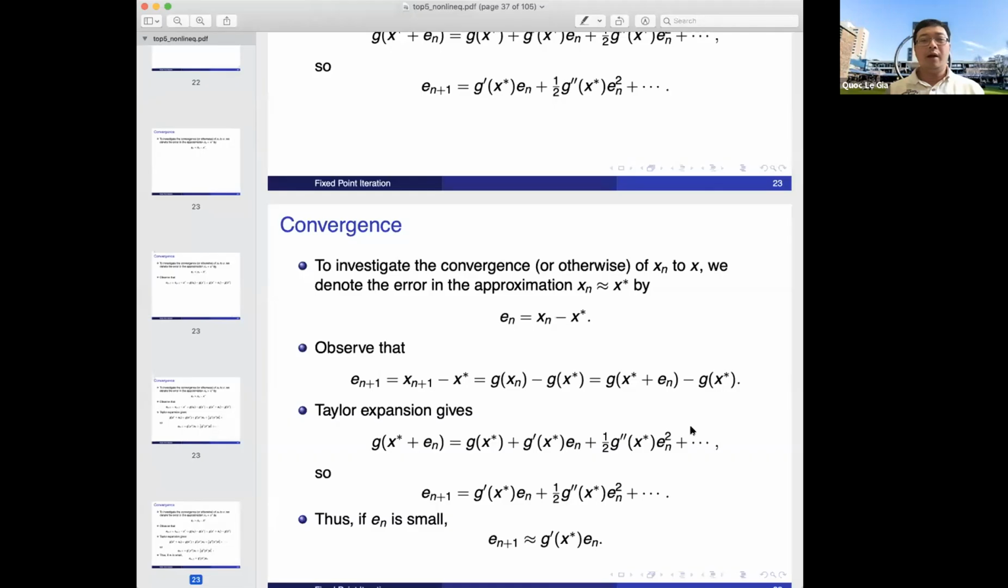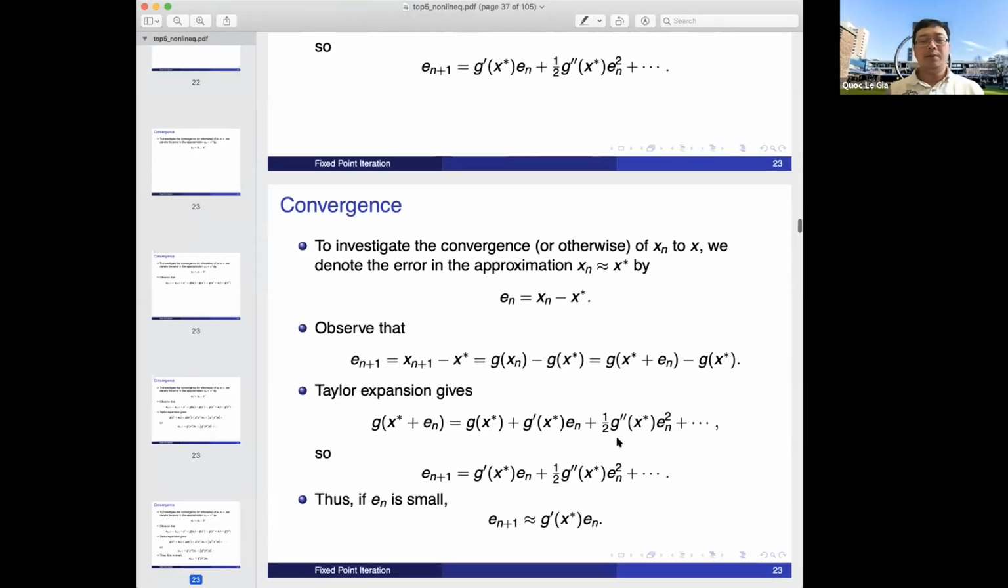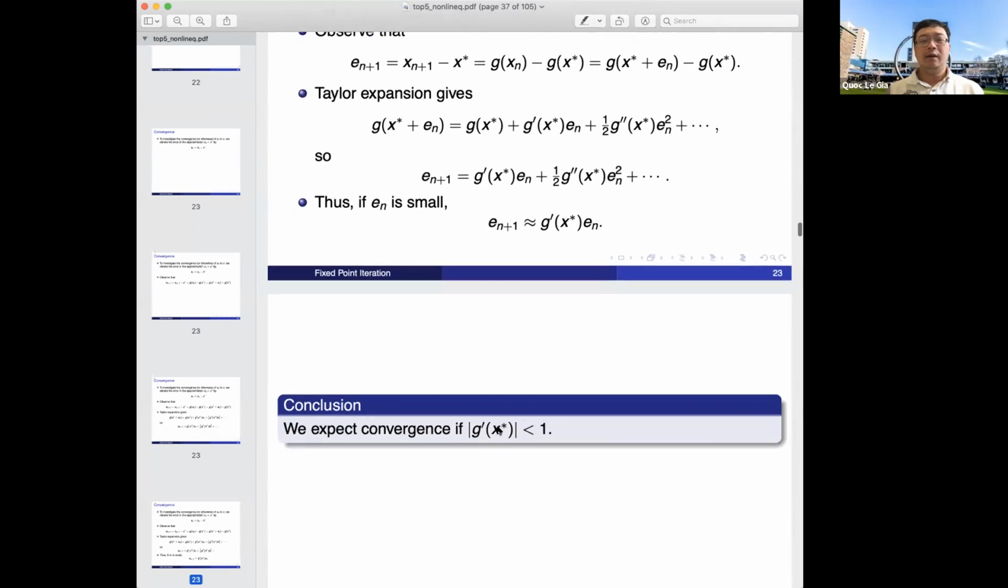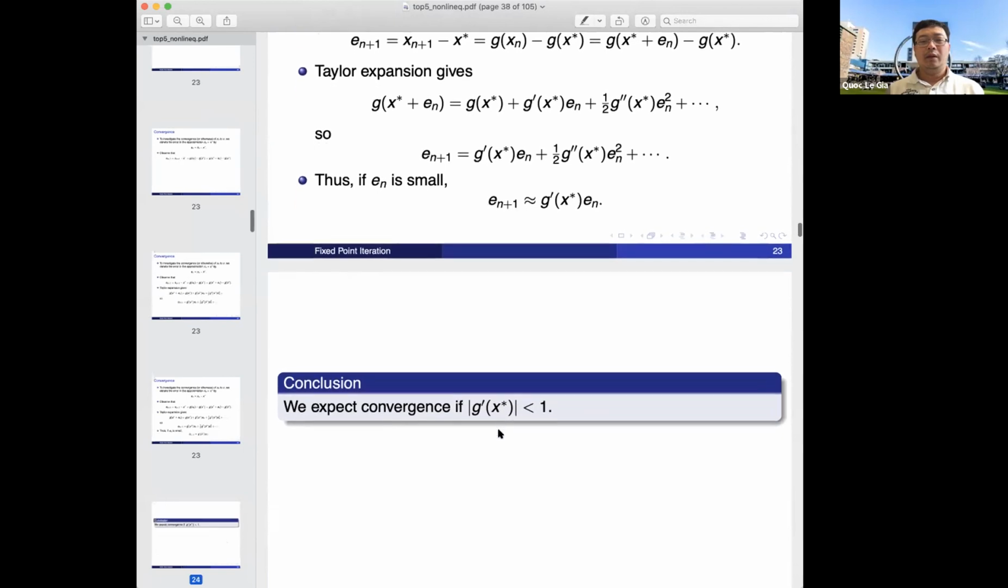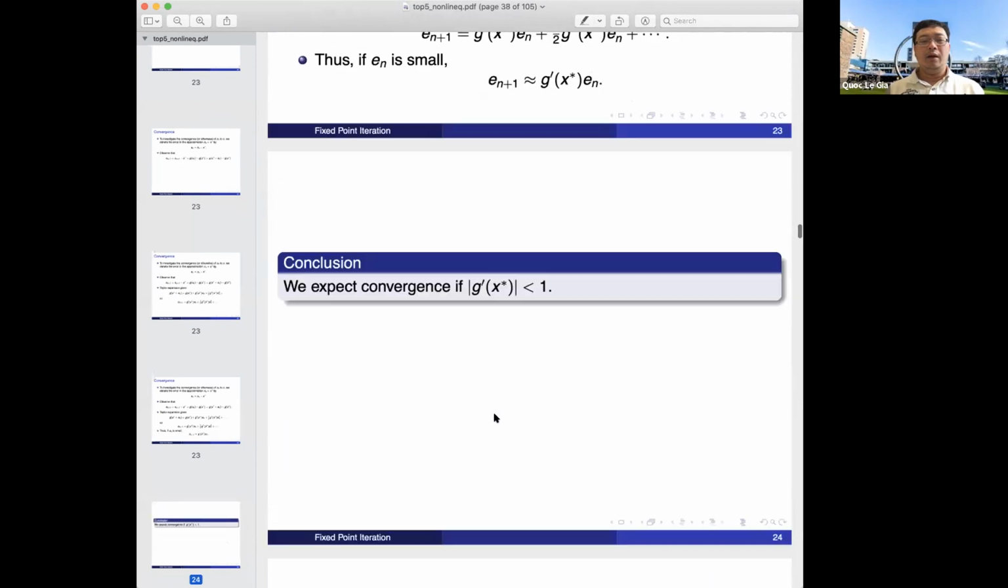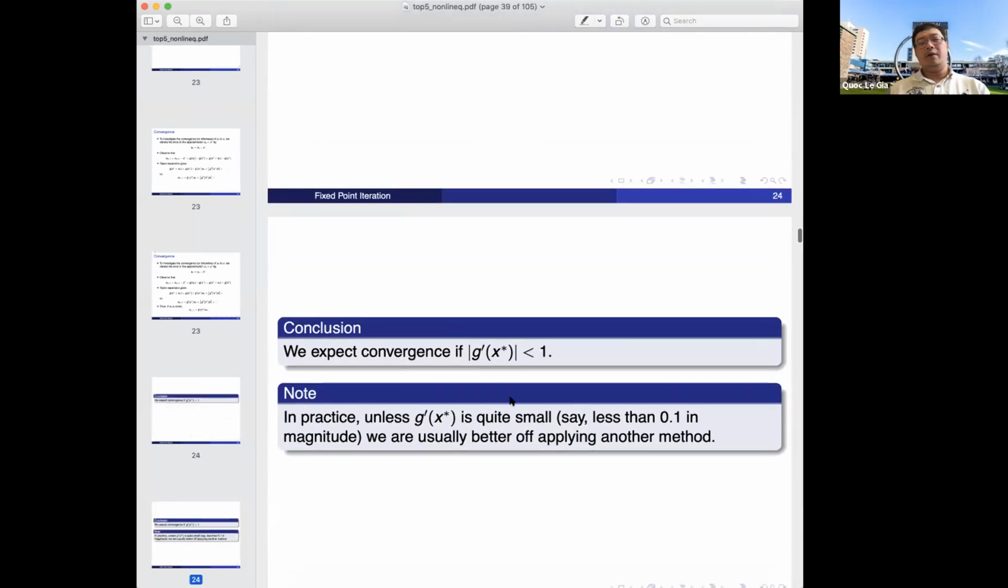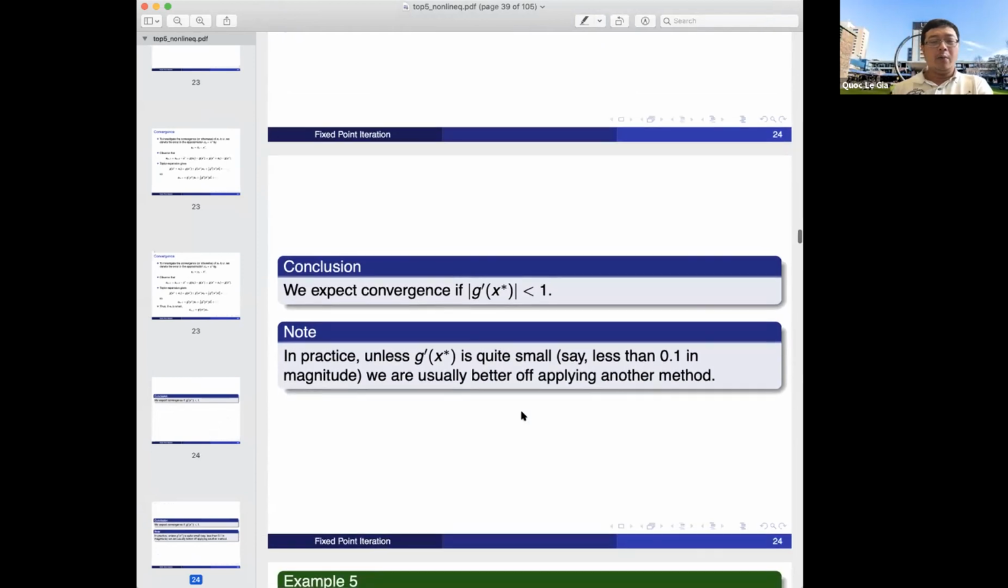Okay, but anyway, in general, if you want convergence, then you want g prime at x star to be less than 1. X star is the fixed point. Then you can have convergence of the fixed point iteration. Otherwise the errors will blow up.